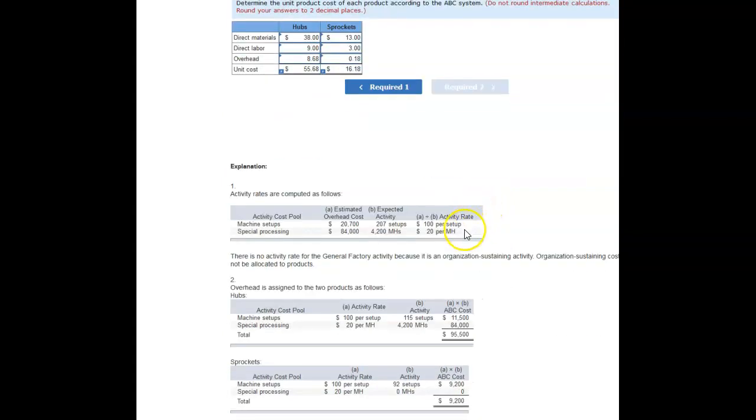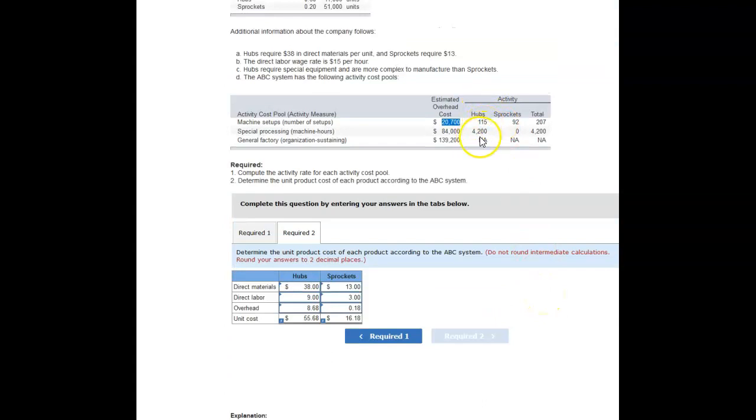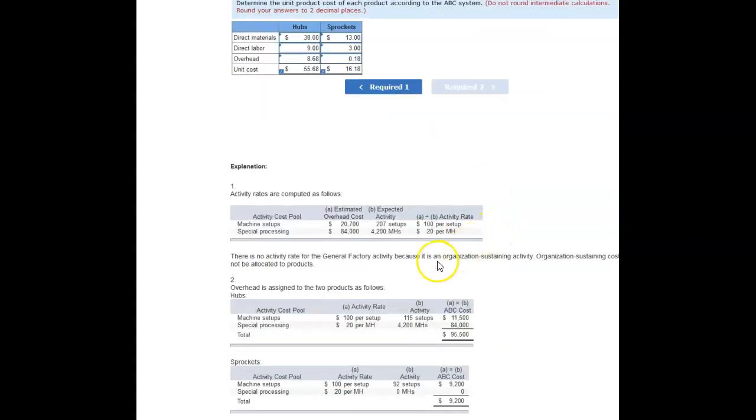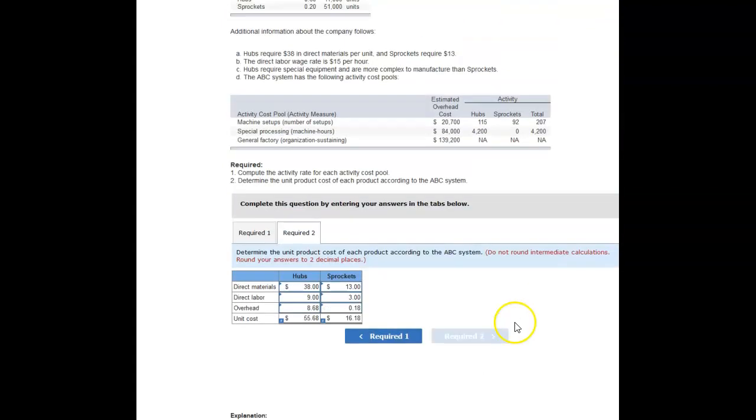Now let's find out how much we allocate to hubs for the special processing cost. Well, our rate, $20 per machine hour. Number of machine hours, go back up to the hubs here, 4,200. So take 4,200 machine hours for the hubs times the rate per machine hour, 20, so $84,000. Now, that number should look familiar to you, 84,000. It's right here. It just so happens we allocate all the cost of the special processing to the hubs because the hubs only use the special processing hours.